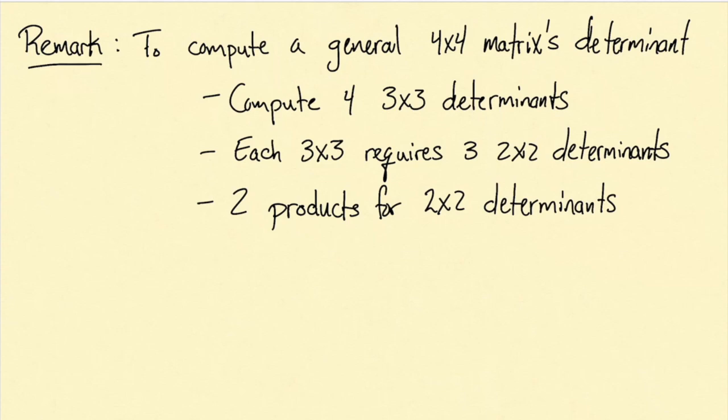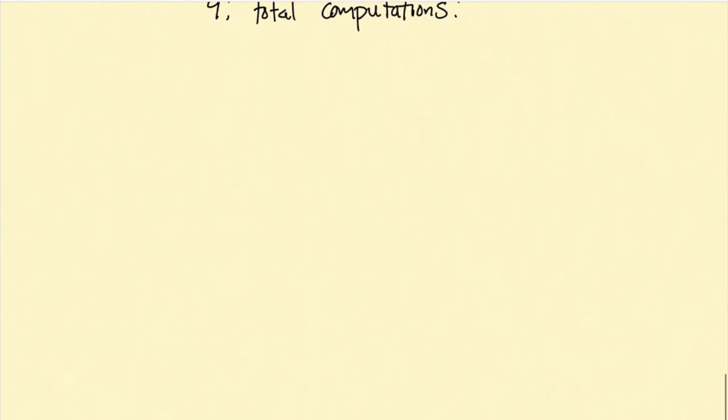If you're thinking about this in terms of algorithms, the computational complexity for the cofactor expansion is roughly n factorial. And if you know anything about computational complexity, this is really bad.